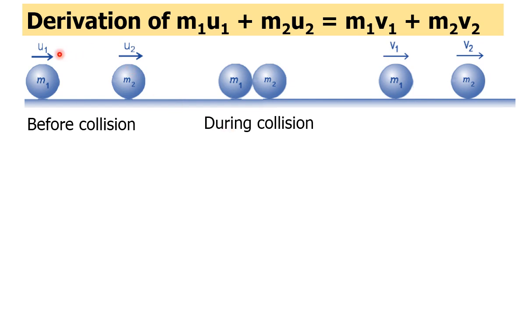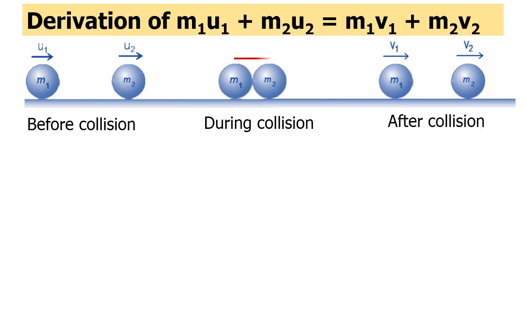Here you see there are two objects. The mass of the first object, or first body, is m1 and its initial velocity is u1. The mass of the second body is m2 and its initial velocity is u2. After some time the two bodies collide with each other and their final velocities become v1 and v2.